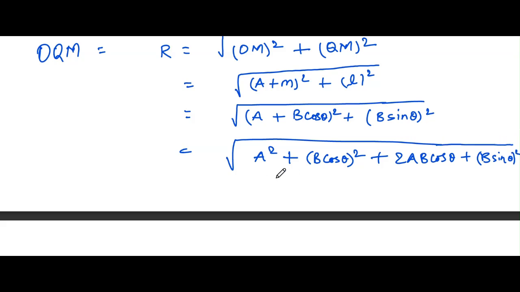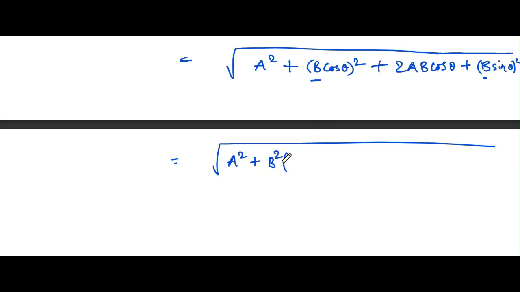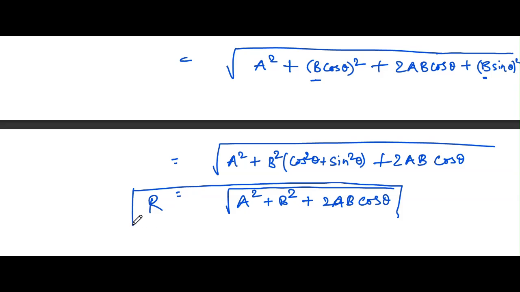Next, under the root, A square plus, we can take B square common from these two terms, so we will get B square, and from here cos square theta, and from here sine square theta. And then the remaining term is 2AB cos theta. So we will have the square root of A square plus B square plus 2AB cos theta. This is the magnitude of vector R, and we call it the triangle law.